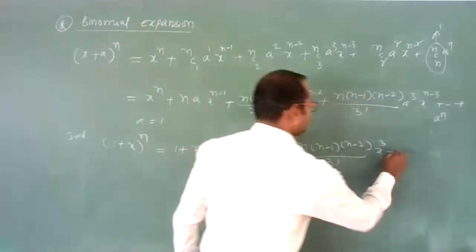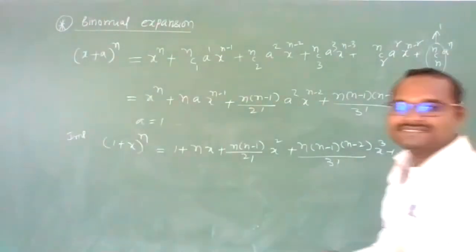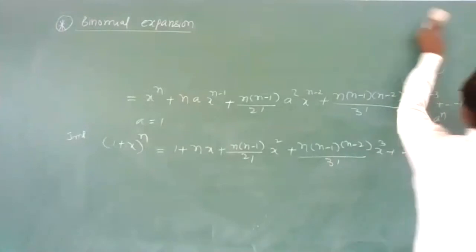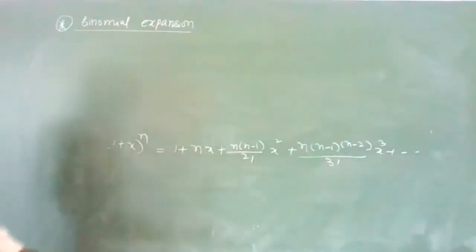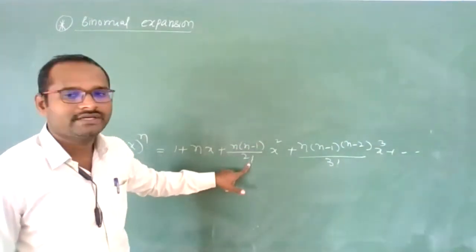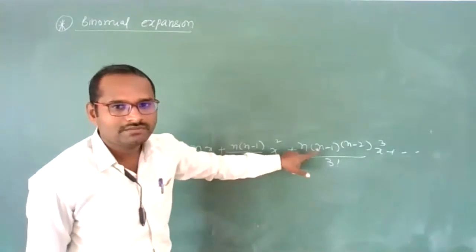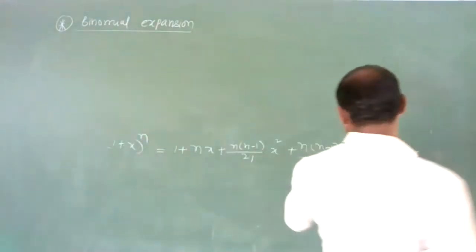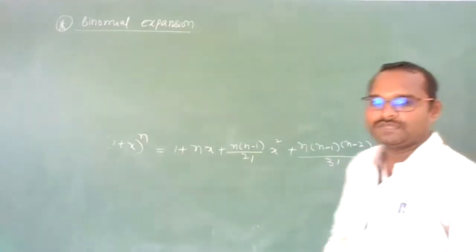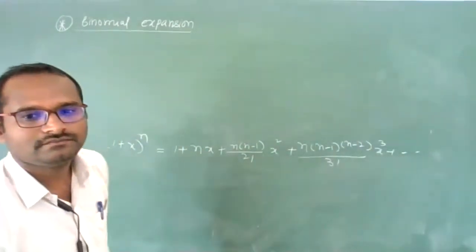Okay? Yes, friends. 1 plus x format, we will use like this. If you expand this binomial expansion, you will get 1 plus nx plus n into n minus 1 by 2 factorial into x square plus n into n minus 1 into n minus 2 divided by 3 factorial into x cube and so on. 4th term, 5th term, continuously we will get.